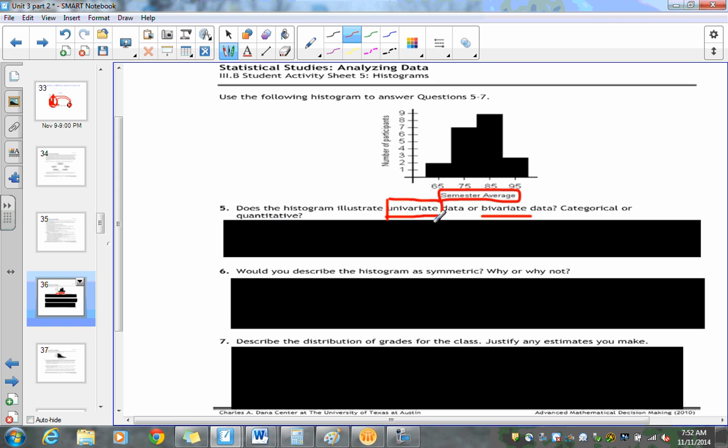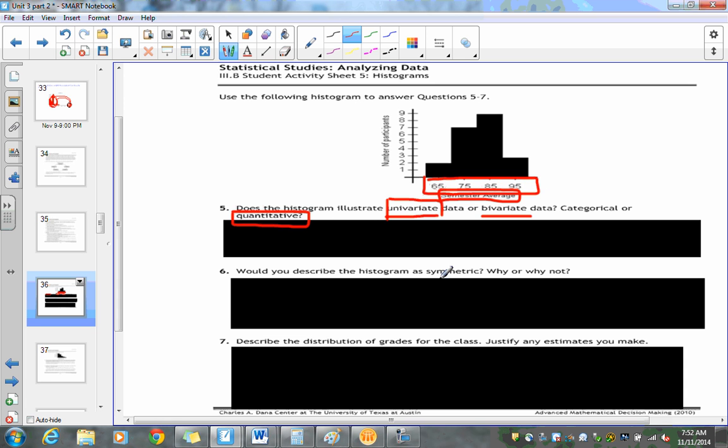Now the next thing would be categorical or quantitative. Now remember the definition of categorical. You're dealing with categories in which people are being put into categories, you know, male, female, maybe their age or something. Or quantitative. Well, this would be an example of quantitative because notice that all the information is in numbers. Okay, so univariate and quantitative.